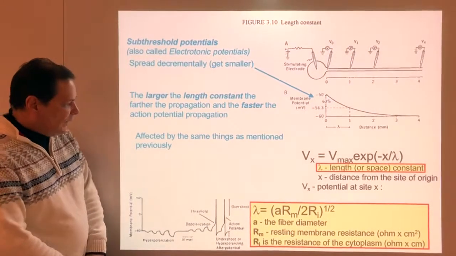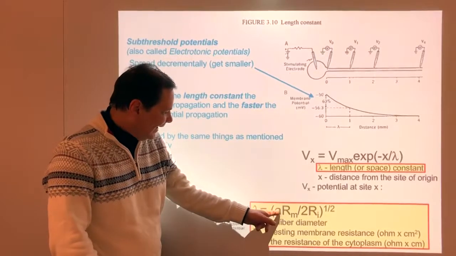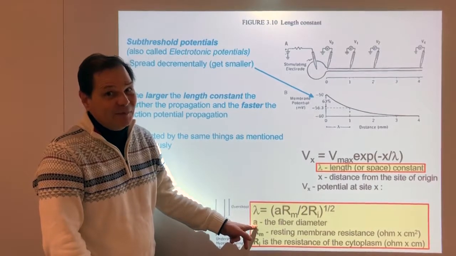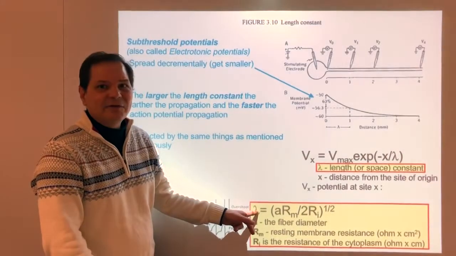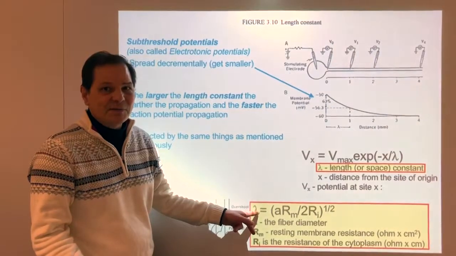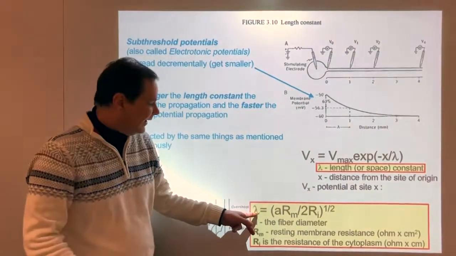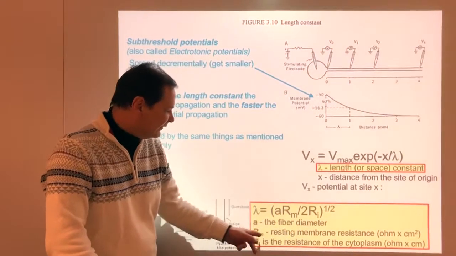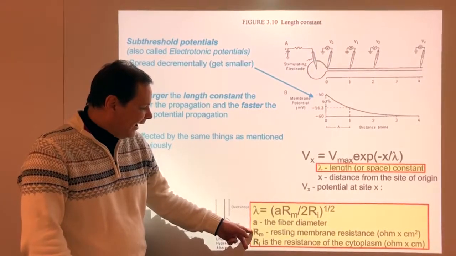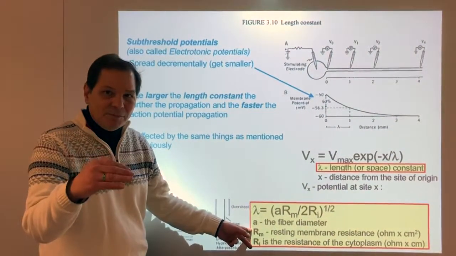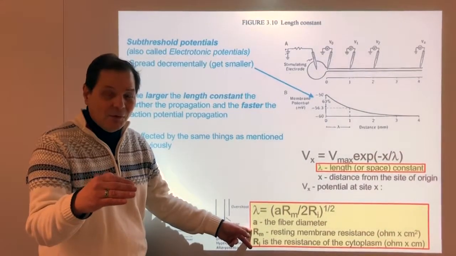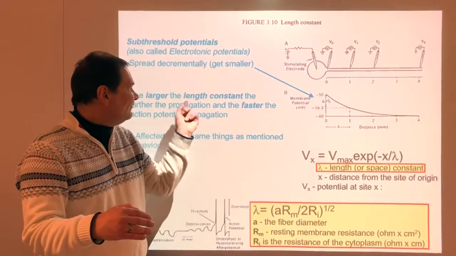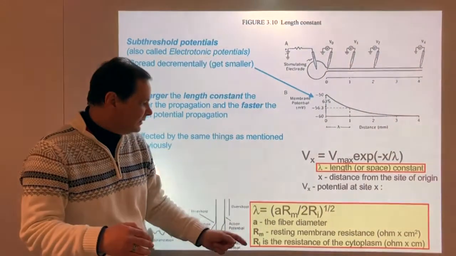So why do you care? Well, the equation for the lambda is described here. A, in the numerator, is the fiber diameter. Increase the fiber diameter, increase the length constant. Increased length constant means faster action potential propagation. We said that on the previous slide. Okay, this is just a mathematical representation. Rm is the resting membrane resistance. And the higher the resting membrane resistance, that is the fewer potassium and chloride channels we have that are open, the bigger the lambda and the faster the propagation.